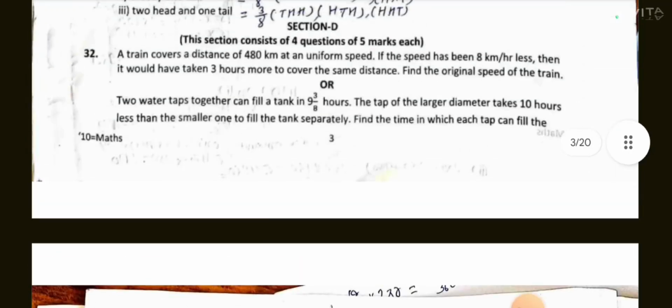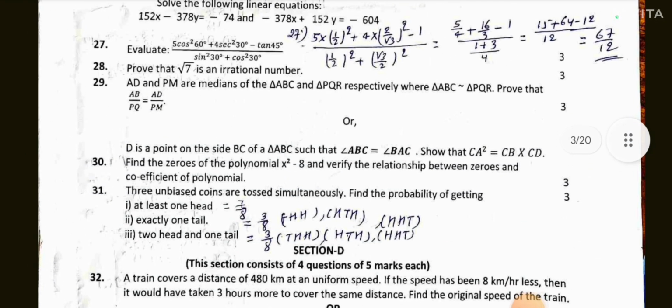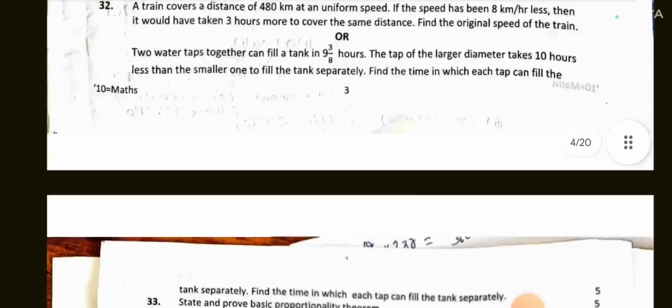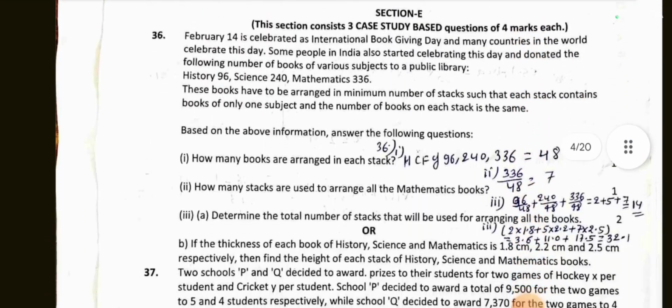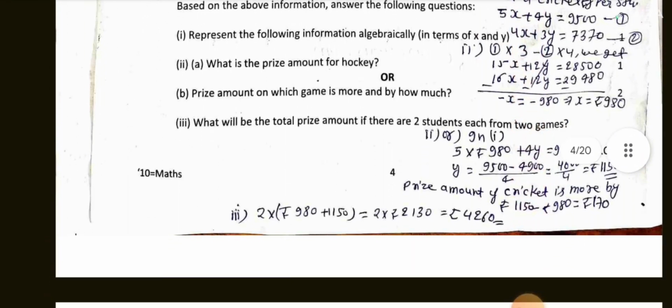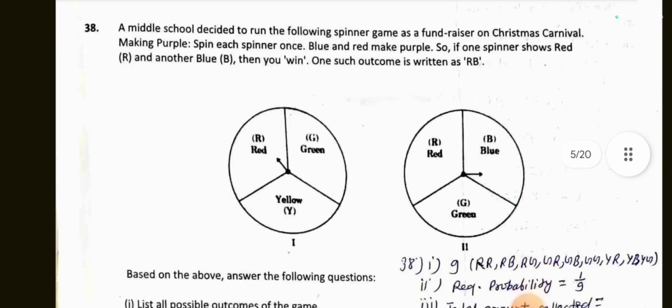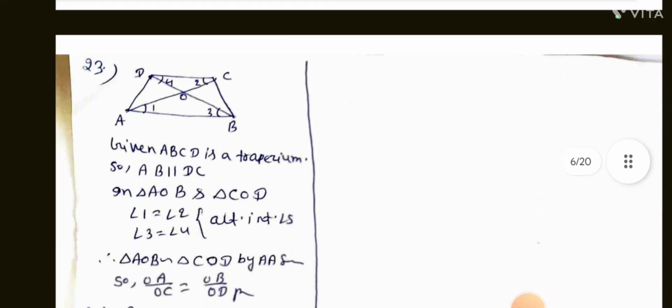AD and PM are medians of triangle ABC and triangle PQR respectively, where triangle ABC is similar to triangle PQR. Prove that AB by PQ equals AD by PM. Here again you can see that AD and PM are medians. Medians means the line segment which joins a vertex and the midpoint of the opposite side. So here you can see question number 28.